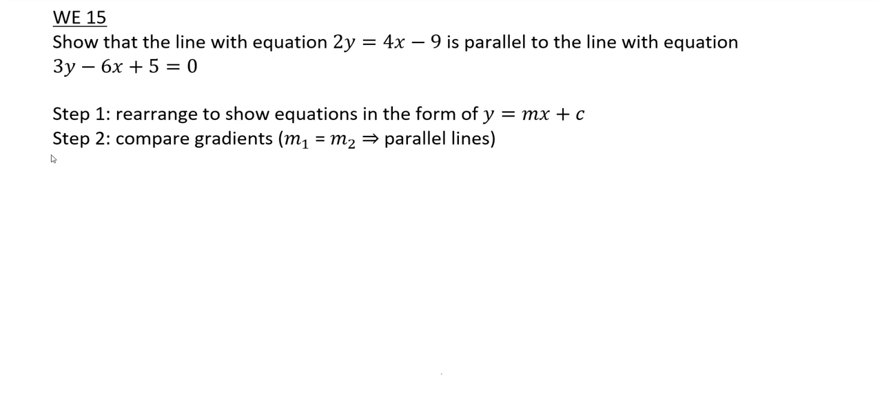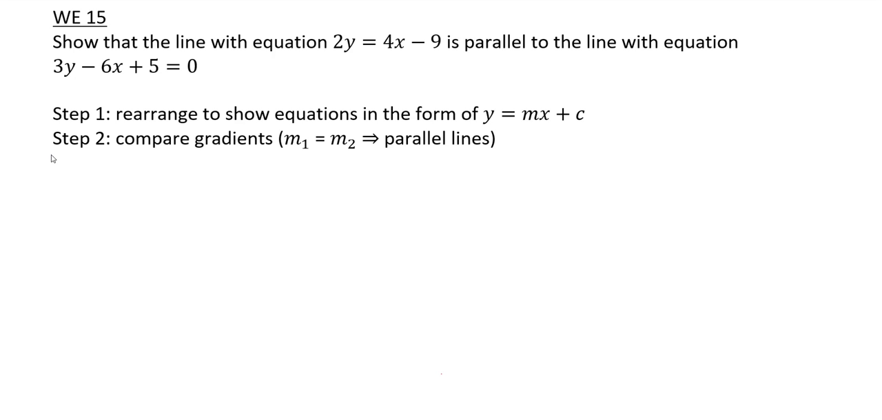So, reading this out. Show that the line with the equation 2y equals 4x minus 9 is parallel to the line with the equation that. How do we prove something's parallel? What's the whole qualification? The gradients have to be the same. Right. So if I rearrange this to gradient y-intercept form, and this one too, because right now I can't tell if they are the same gradient because I've got 2y equals something, and here I've got 3y and something.